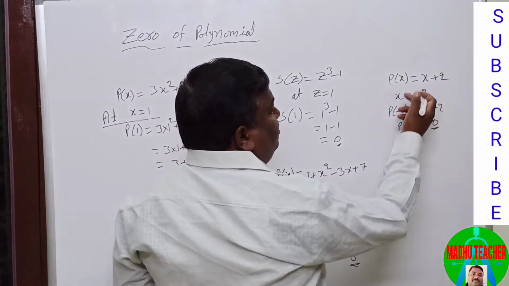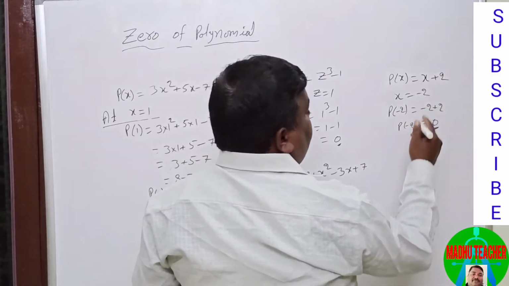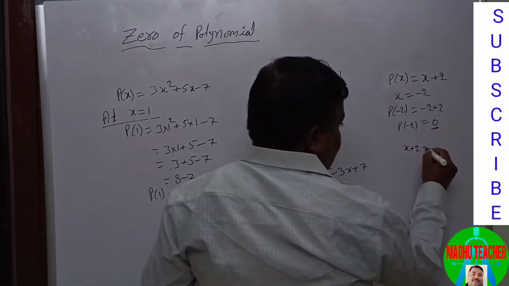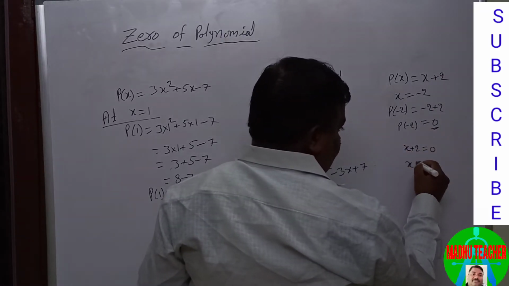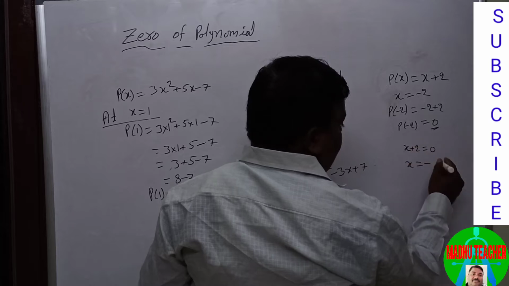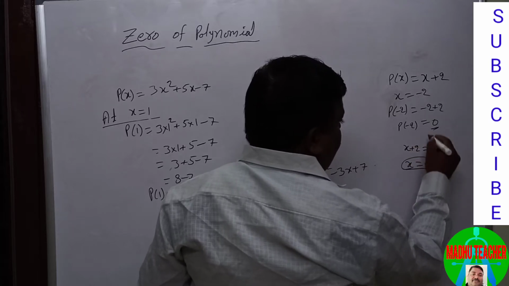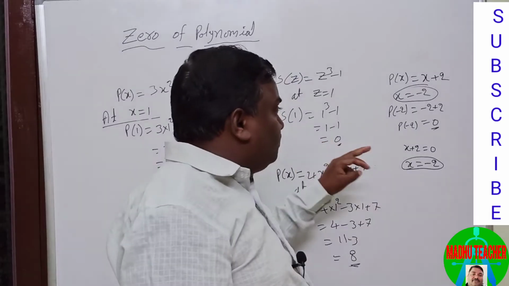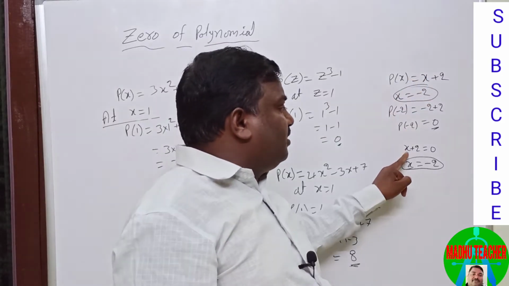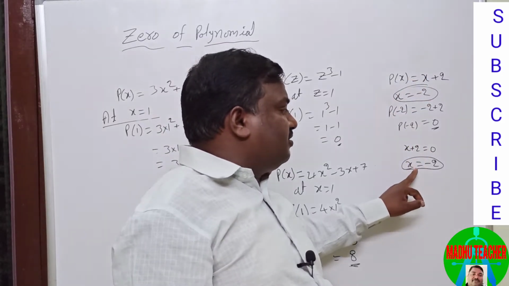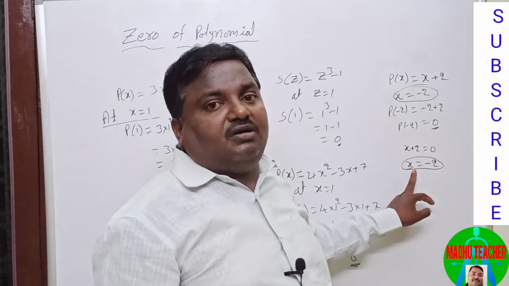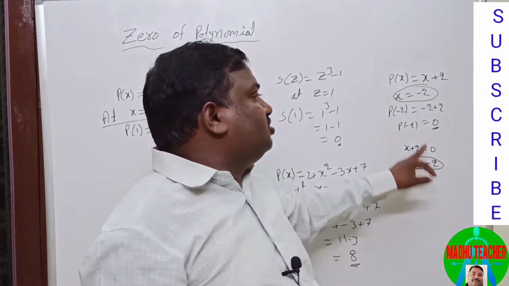So how can you get the zero of the polynomial? Let us see. It is x plus 2. Take equal to 0. By solving this equation, plus 2 will become minus 2. We'll get the zero of the polynomial. How can you get the zero of the polynomial? Take equal to 0 and solve the equation. We'll get the variable value. That value is the zero of the polynomial.